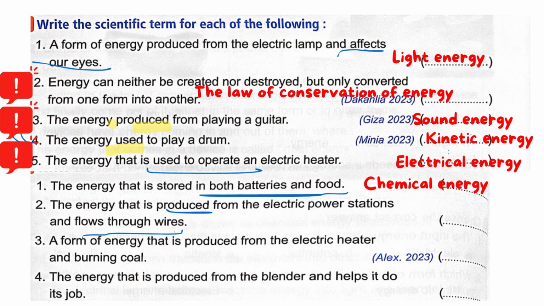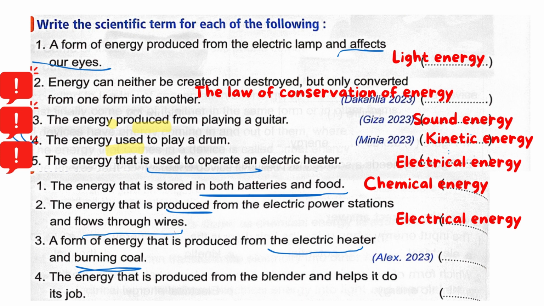We have the energy that is produced from the electric power stations and flows through the wires. So we know that the energy produced from the electric power station and flowing through the wires is electrical energy. Next, a form of energy that is produced from the electric heater and burning coal.